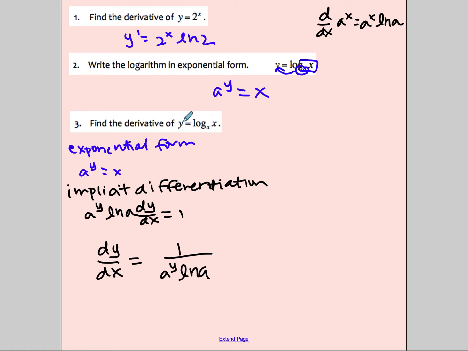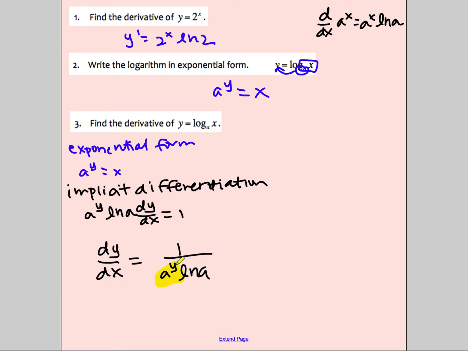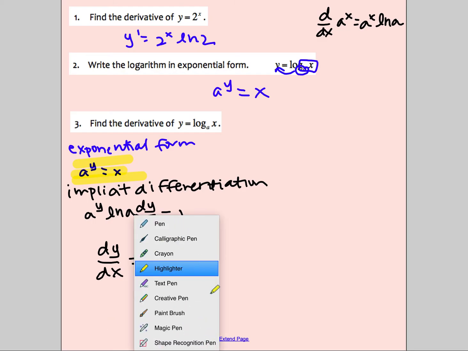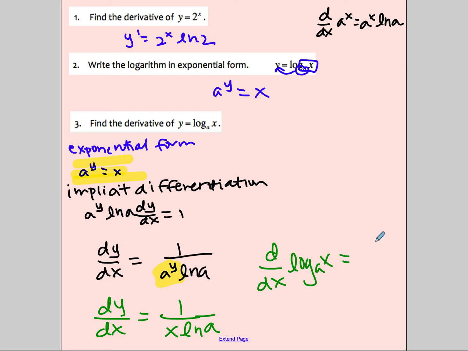Now from here I'm going to do a little bit of simplifying, because it'd be nice to have my derivative of log base a of x only have x's in it and no y's. Do you see a to the y right here? What is a to the y equal to? It is equal to x. So I'm actually going to sub it in. Instead of writing a to the y, I'm going to write x. My derivative, dy dx, is equal to 1 over x ln of a. So that would be the derivative of log base a of x using implicit differentiation: 1 over x ln of a.